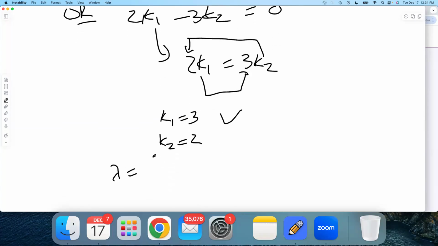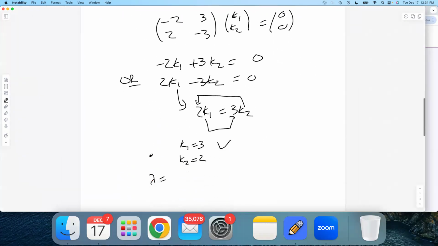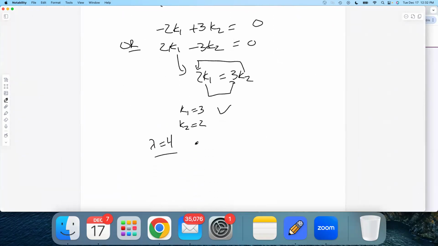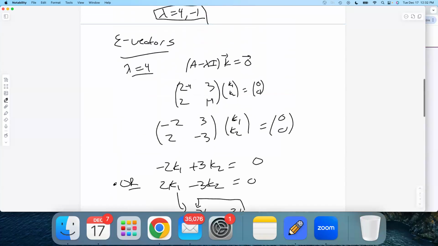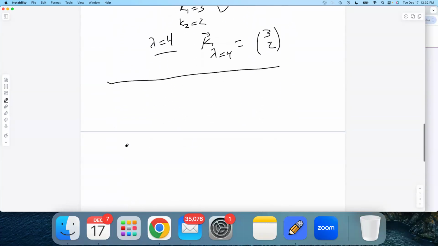So for lambda equals, what were we on? Lambda equals 4. His associated eigenvector, we'll call him k sub lambda equals 4, is the vector 3, 2. Now we find the other eigenvalue. What was negative 1 was my other eigenvalue. And we find his eigenvector.